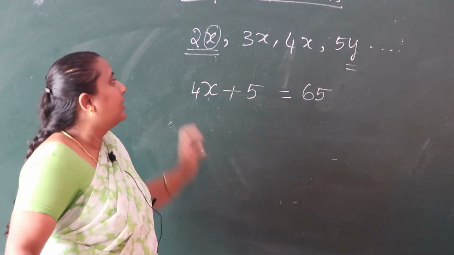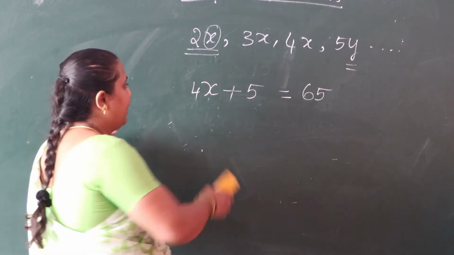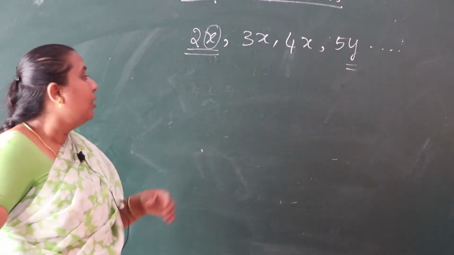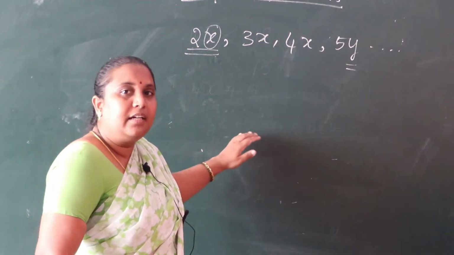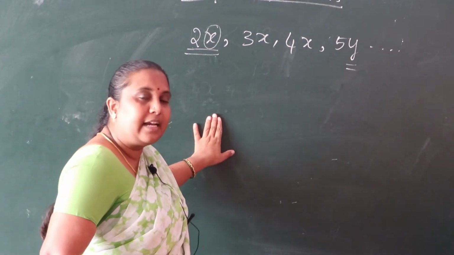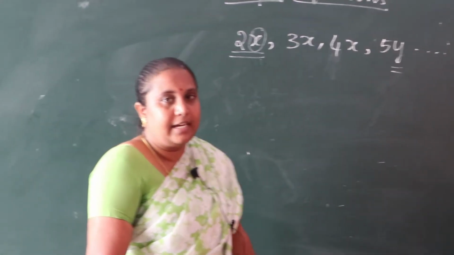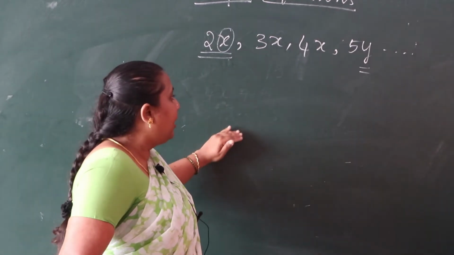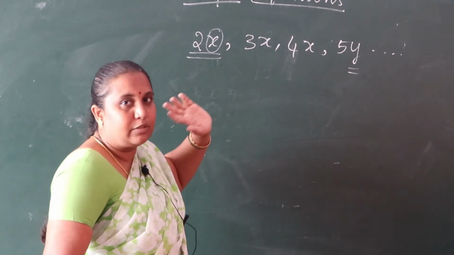Now we should see how to set up the equations. The statement is given to us. So how do you write the equation? An equation is left hand side equals right hand side. Now let us see how to write the equation from the sentence form.